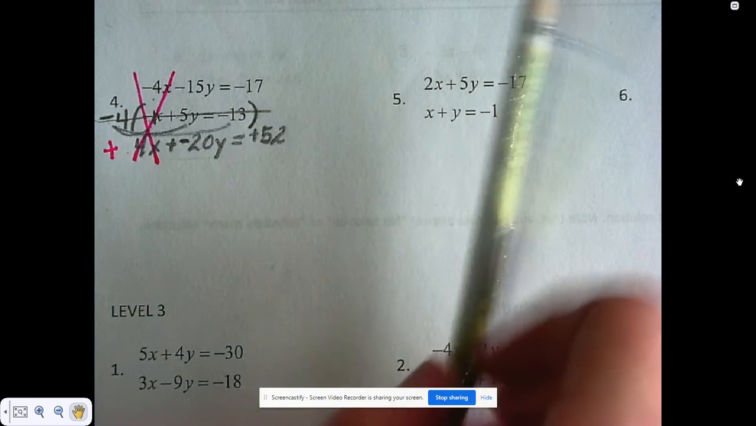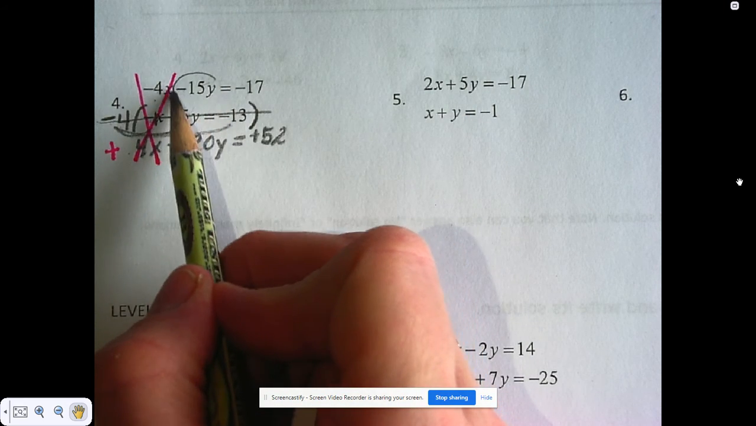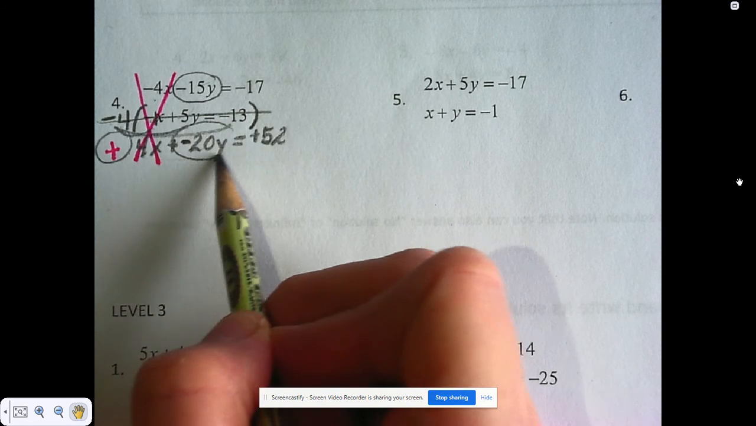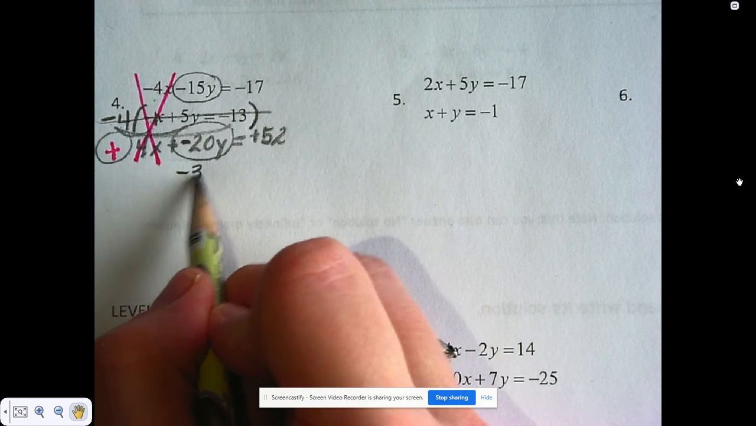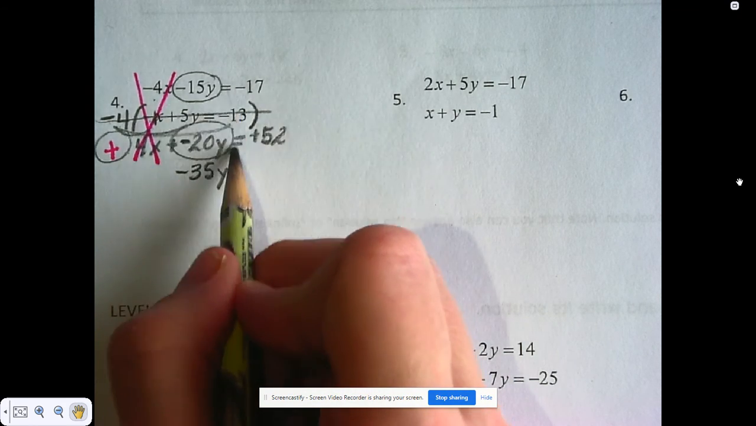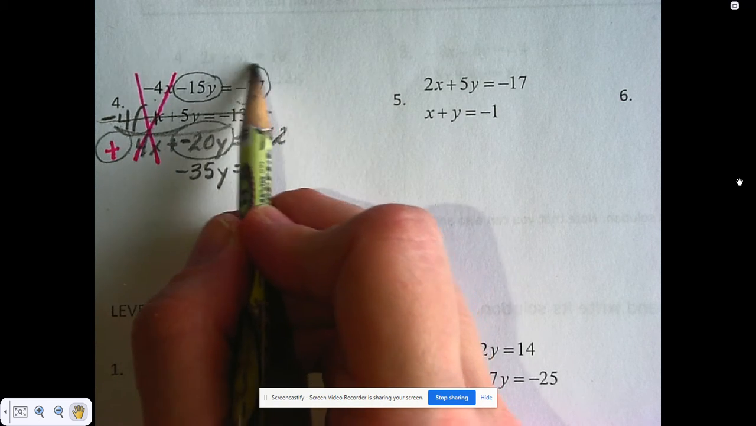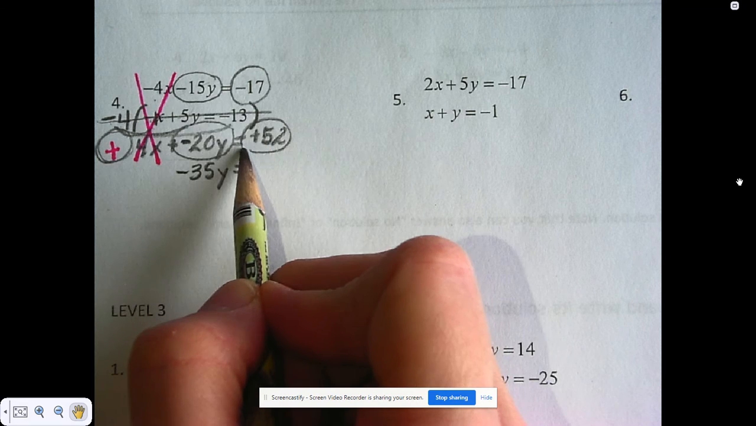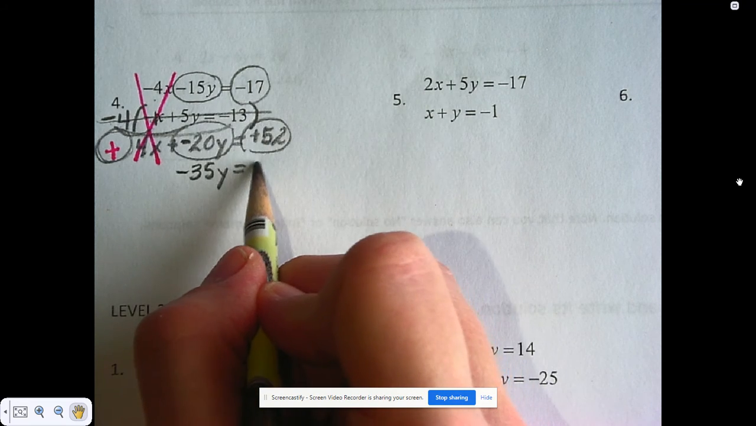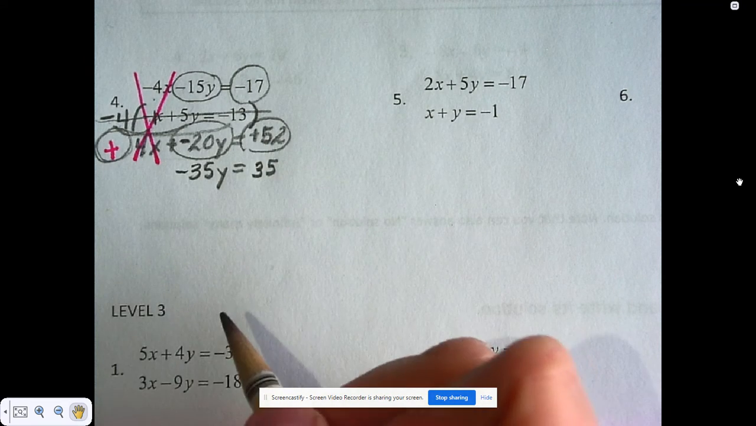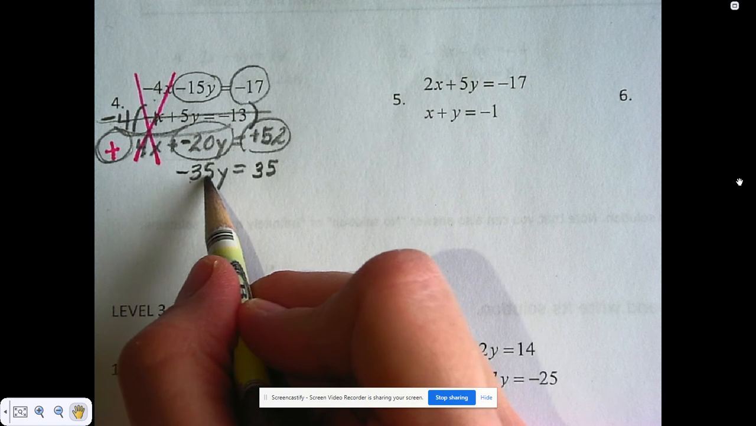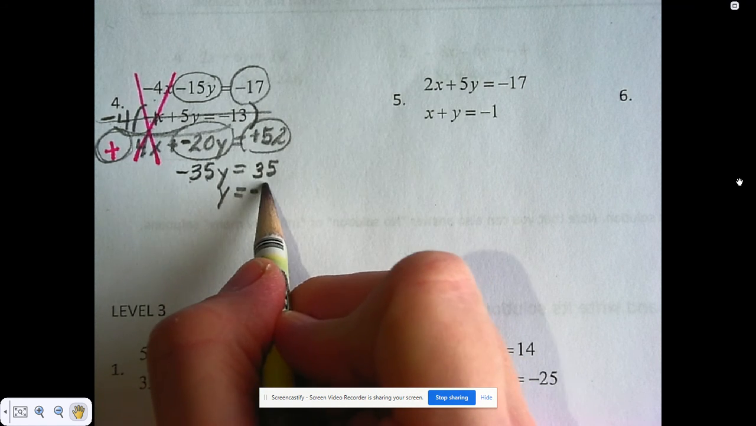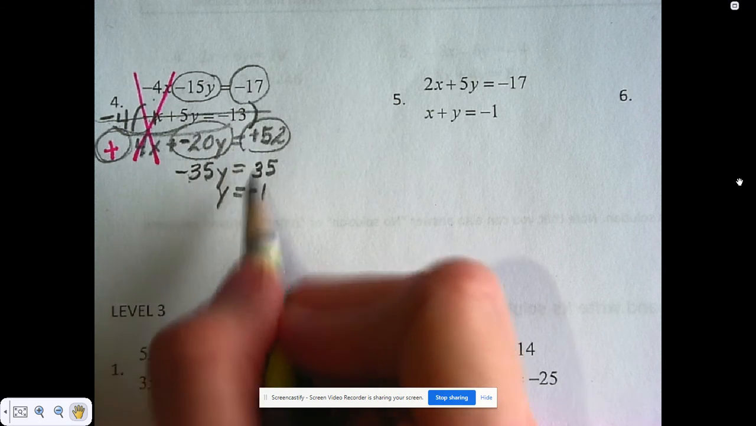And I'm going to continue on, and I'm going to circle it as I deal with it. -15y plus -20y gives me a -35y. The equal sign stays. I deal with the -17. Again, plus 52 gives me a positive 35. Well, -35 times what is 35? Well, that is -1, because a negative times a negative will give me a positive.